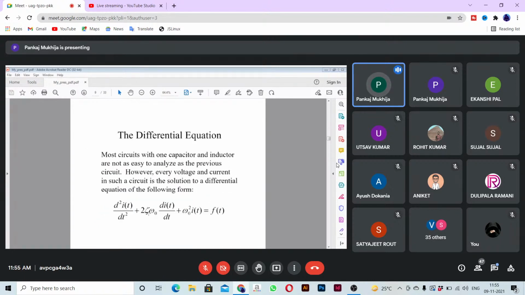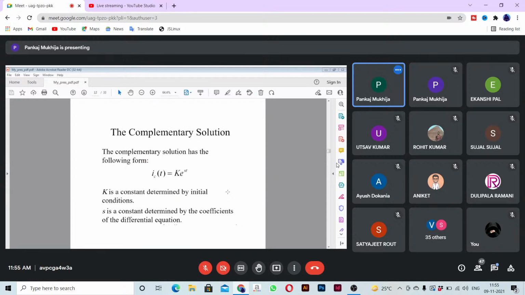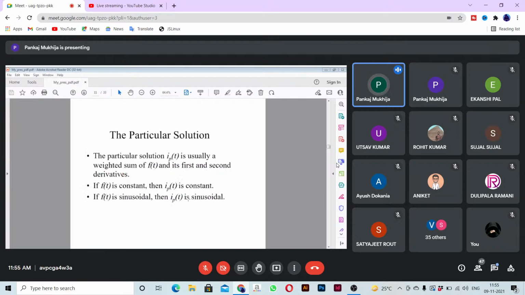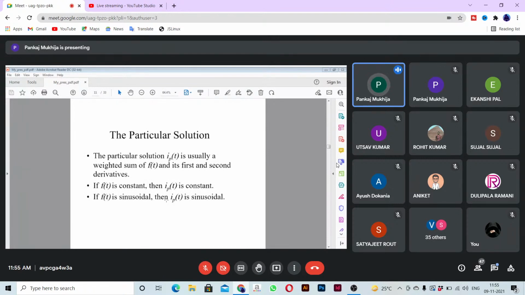Coefficients here are, for example, this zeta and omega naught; that will decide s. Okay, you just write down this form. I can understand that you may find it difficult to grasp and digest, what this k and s are. You just write down these formulas like k, e, s, t, and similarly this equation. Don't worry, you will understand everything. I can assure you, you will understand.